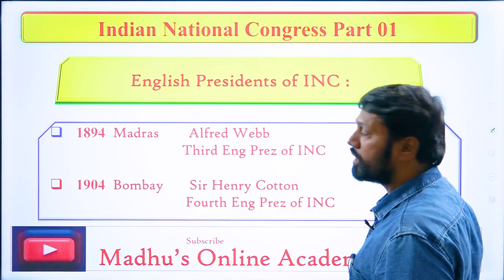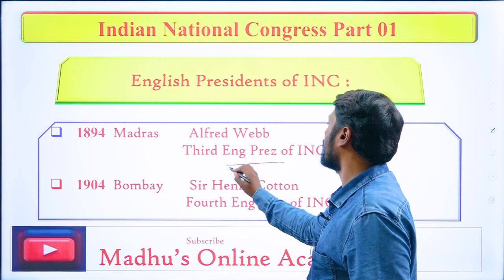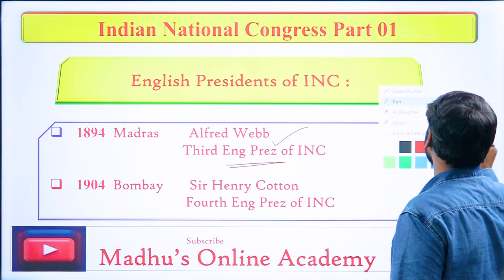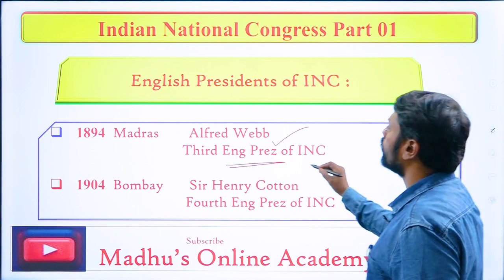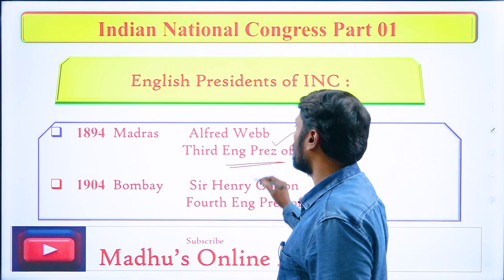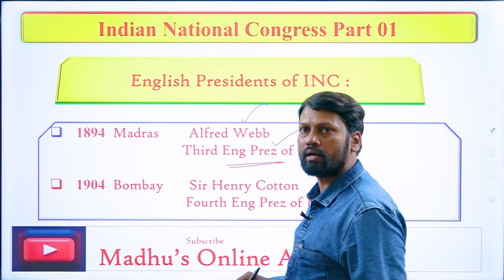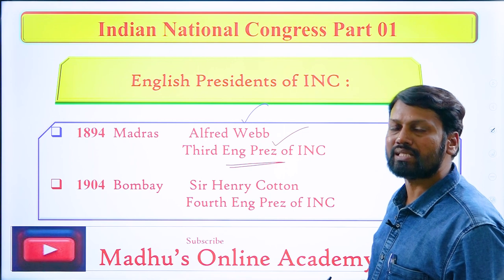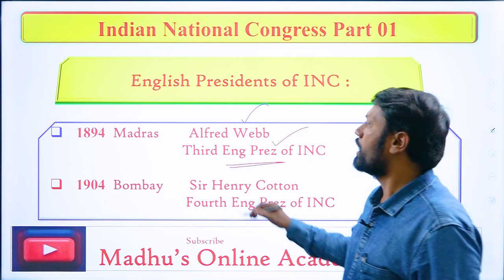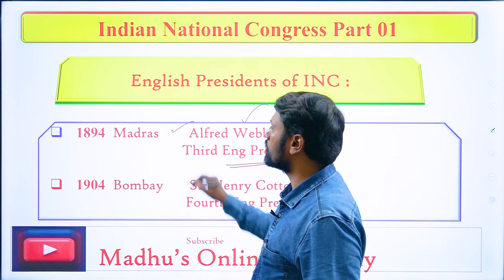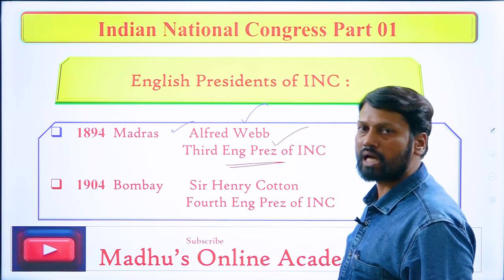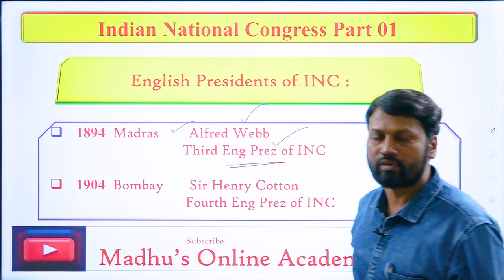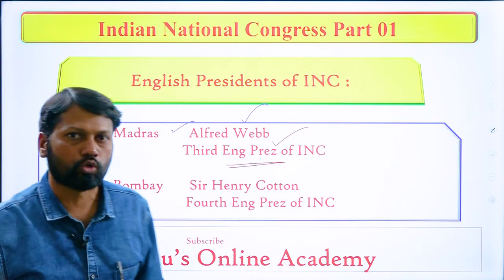So next, the third English president of INC was Alfred Webb. This particular session was held at Madras, presided over by Alfred Webb, who was the third English president of the Indian National Congress. You have to remember this.